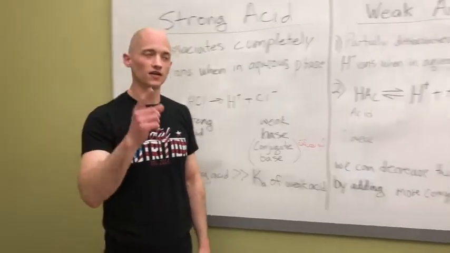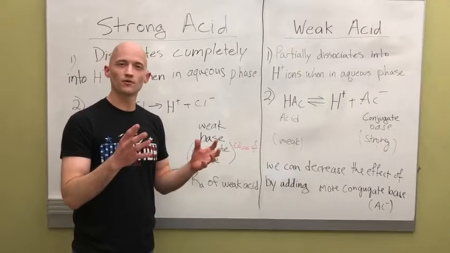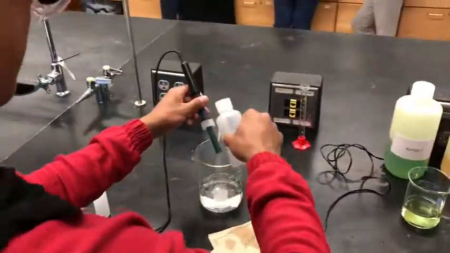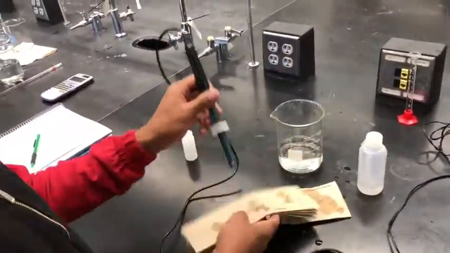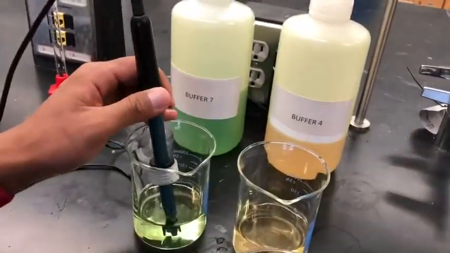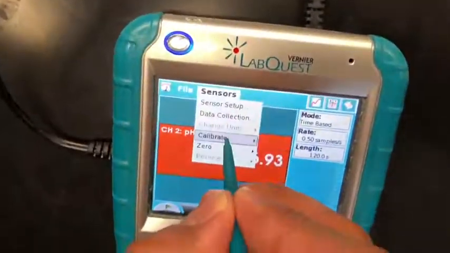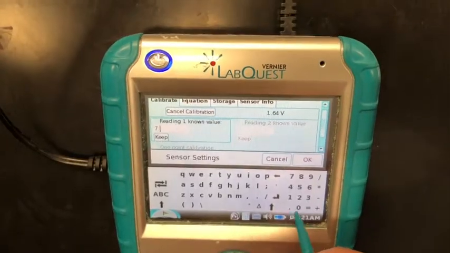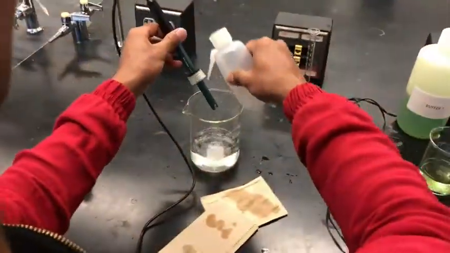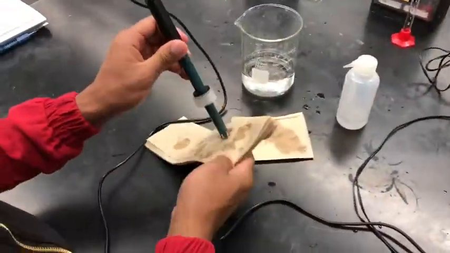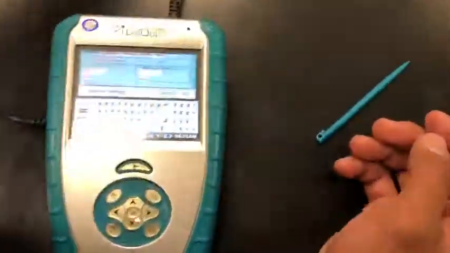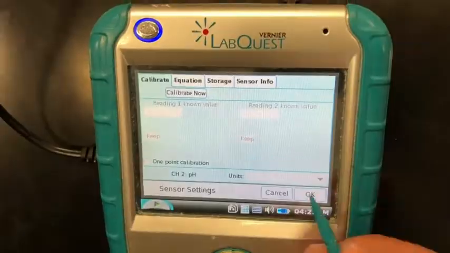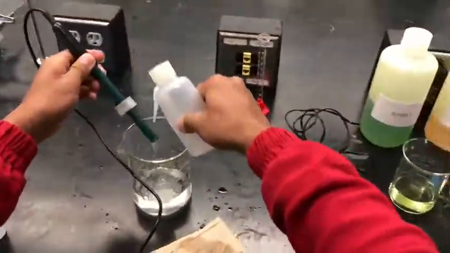Now we're going to take a look at how to calibrate a pH meter. Alright, here we are in the lab. First you want to rinse off the probe with distilled water, get the excess water off, put it in the buffer 7 solution, hit sensors, calibrate now, pH, calibrate now, and put in 7.00 and keep. Rinse it off again, put it into the buffer 4 solution, hit 4.00, keep, and OK. We're going to rinse it off again.